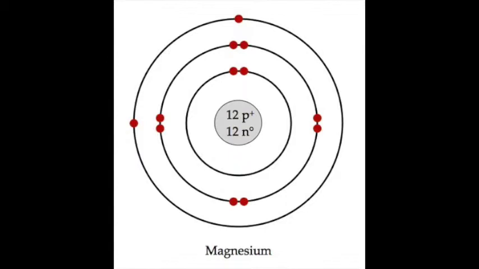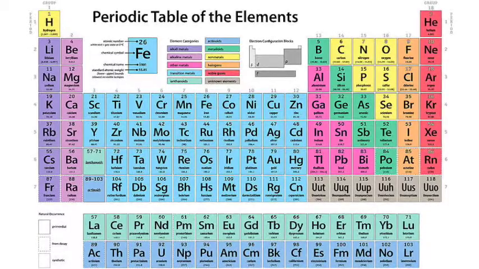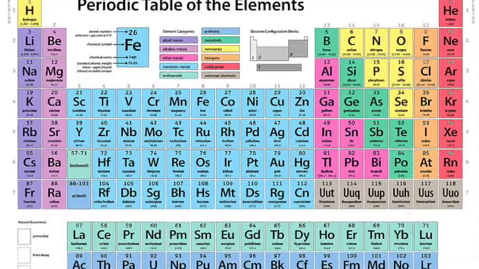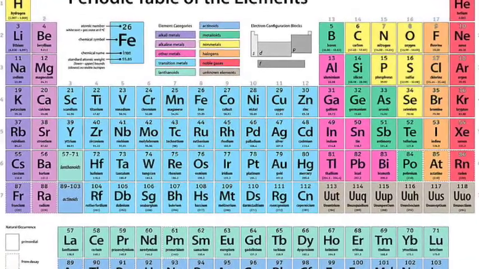In the first shell, there are 2 electrons. In the second shell, 8 electrons. In the third and last, 2 electrons. Magnesium belongs to the second group in the periodic table, which is the alkaline earth metals. Some elements in this group are calcium, beryllium, and barium.